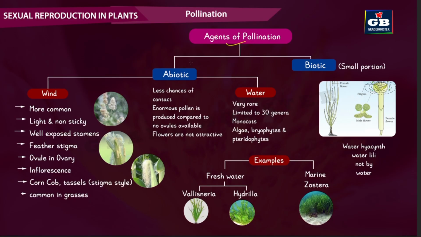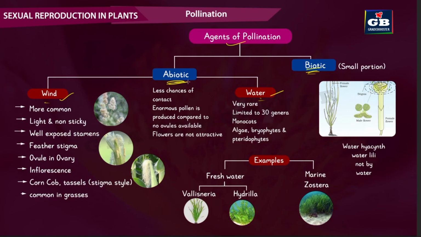There are two different types of agents of pollination. One is abiotic and the other one is biotic. Biotic means insects and animals which contribute to the pollination. But most of the pollination is done by the abiotic factors. What are the abiotic factors? Wind and water. These two are the abiotic agents of pollination. Most of the pollination is done by these two, wind and water. Only a small portion is done by the biotic agents. We'll see about these biotic agents later.